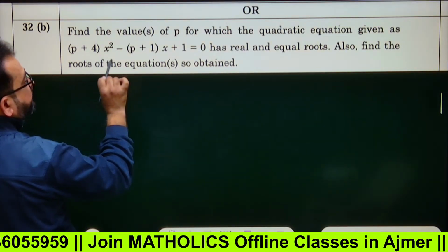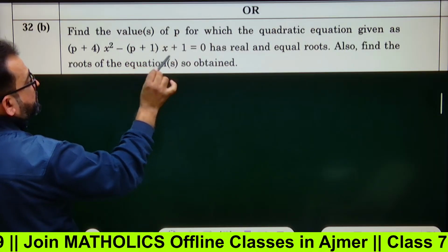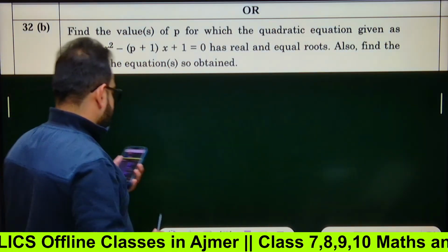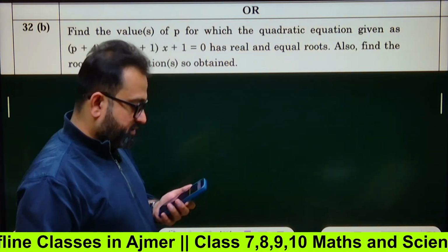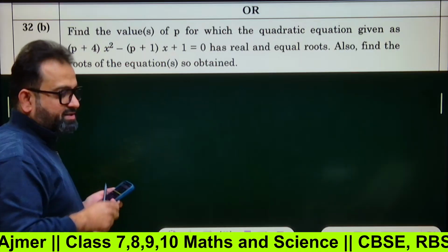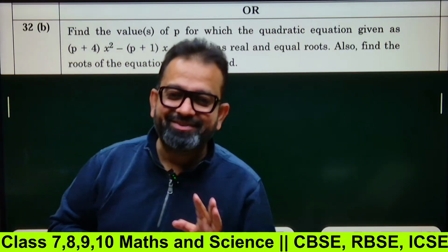Find the value of p for which the given quadratic equation has real and equal roots. Now see, the answer which you have given, Ritik, is not exactly correct. Don't be so happy.